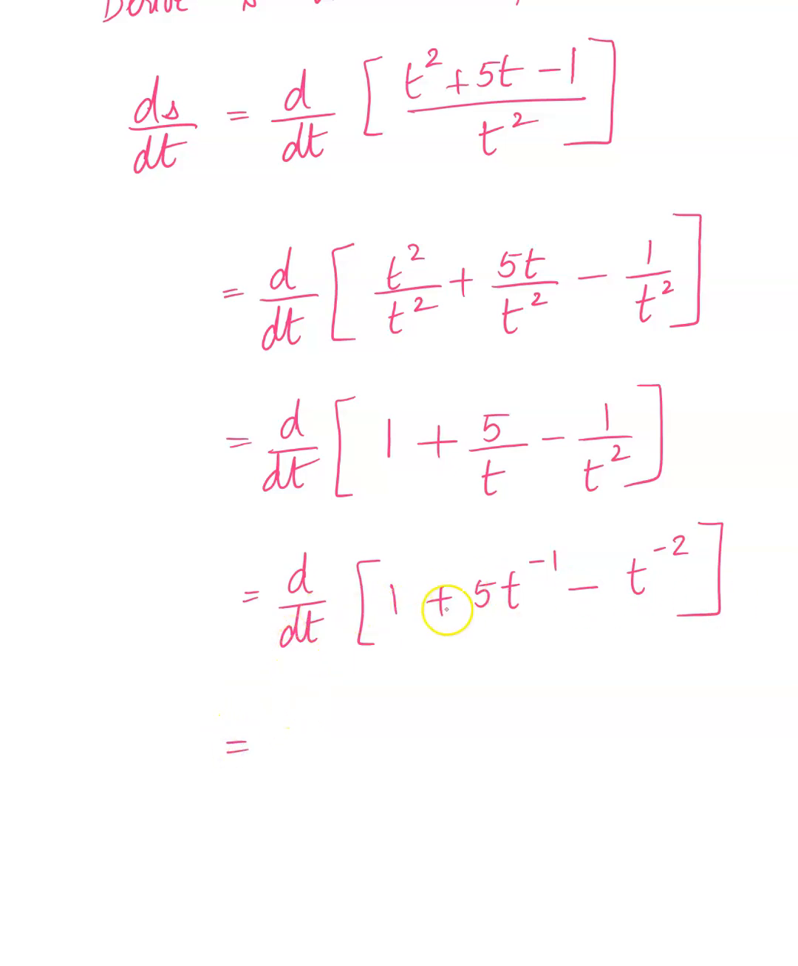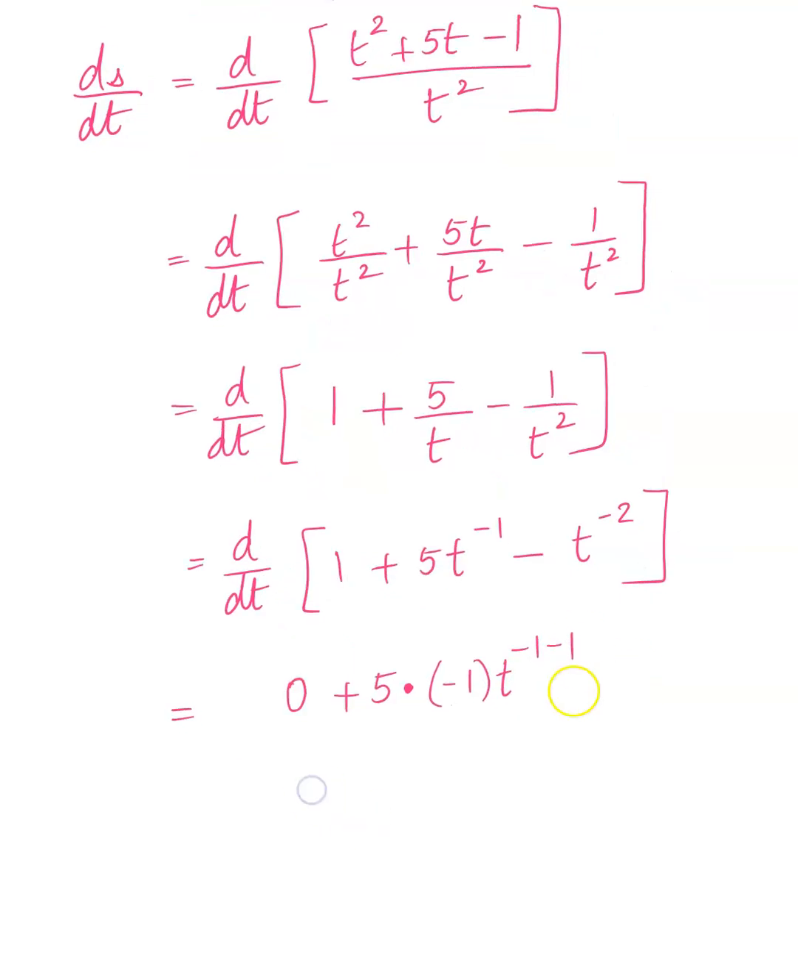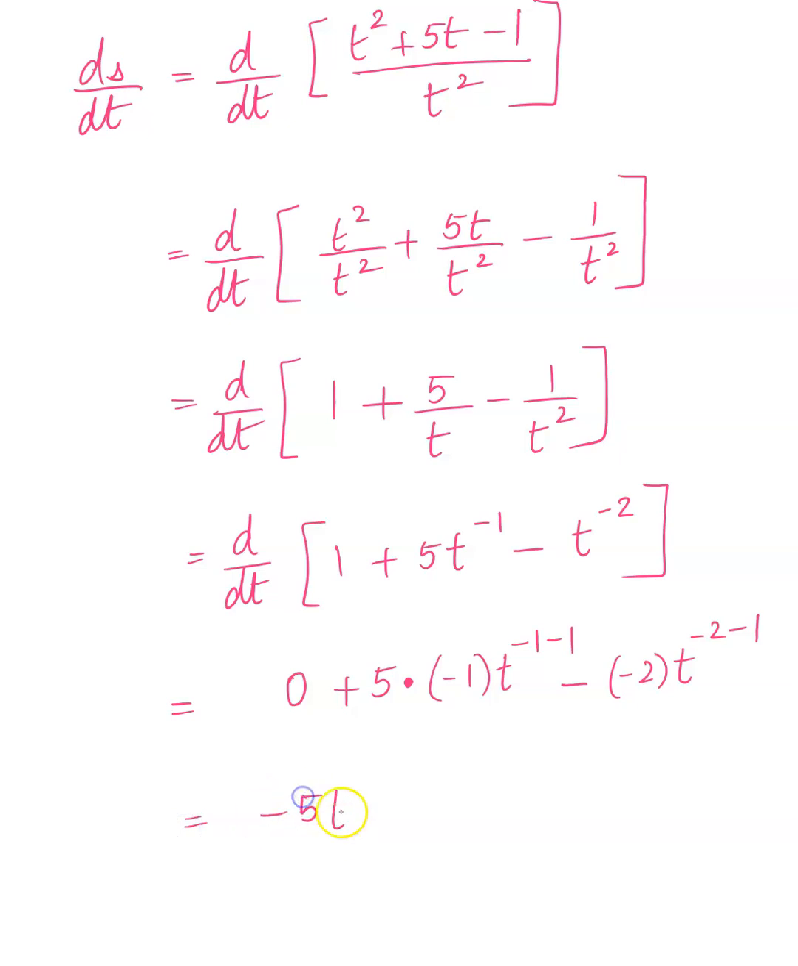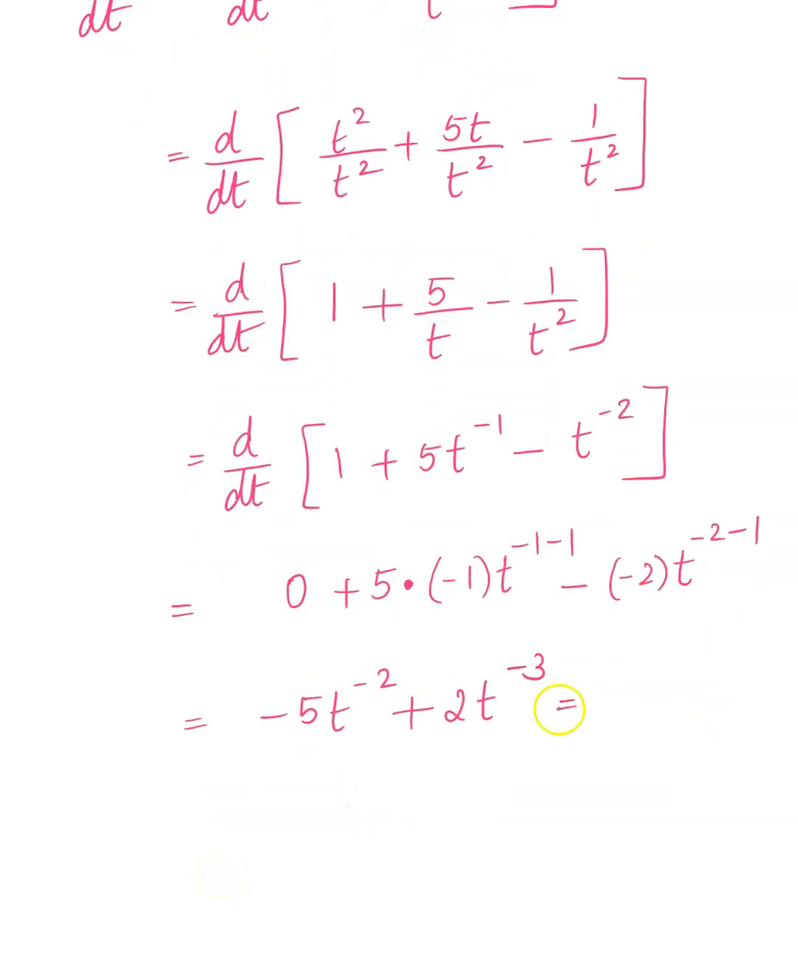So now if I apply the derivative for each term individually, the derivative of 1 will be 0, plus 5 times the derivative of t power negative 1, which is negative 1 t power negative 1 minus 1, minus negative 2 times t power negative 2 minus 1. So that's going to be negative 5 t power negative 2 plus 2 t power negative 3. So that's my first derivative. For answer purposes, you will rewrite this as negative 5 over t squared plus 2 over t cubed. Okay, that's your first derivative.